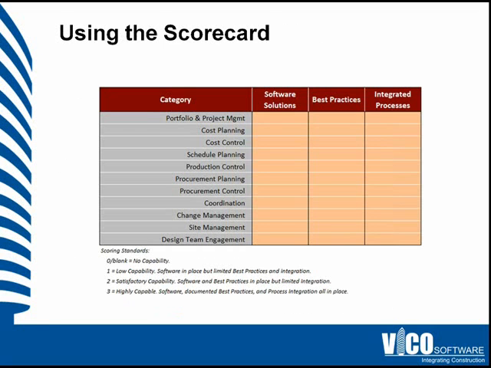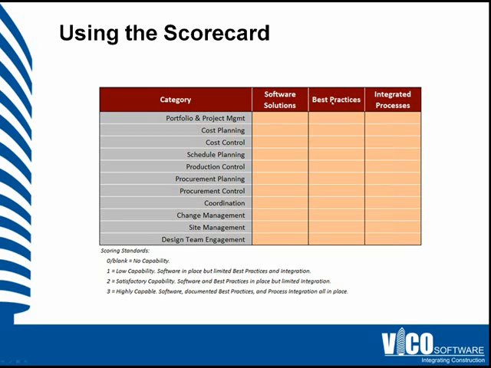So let's look at the scorecard. This is what the scorecard looks like in the spreadsheet that was sent out to you. Here we have the categories, and we just looked at the cost planning capability. The software solutions is about the products that are currently in use, the software package for estimating in this case.